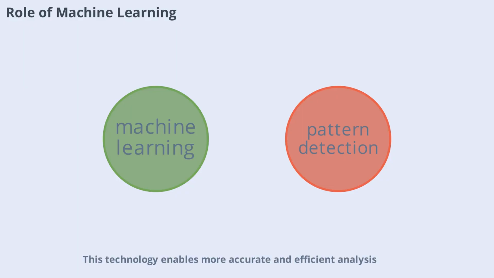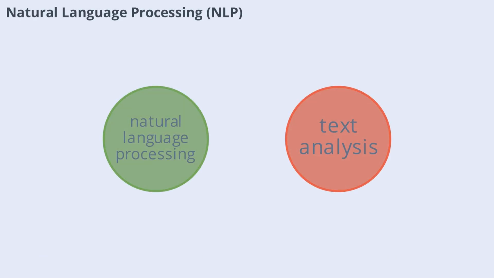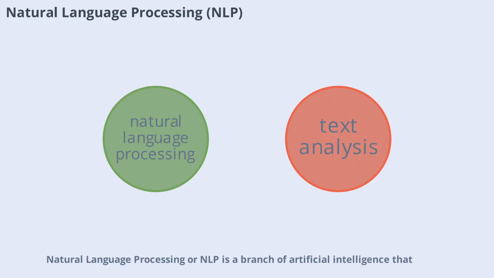This technology enables more accurate and efficient analysis, especially when dealing with unstructured data. Machine learning is at the heart of many modern web content mining solutions. Natural language processing, or NLP, is a branch of artificial intelligence that helps computers understand and interpret human language. In web content mining, NLP is used to analyze text, extract key information, and even understand sentiment.